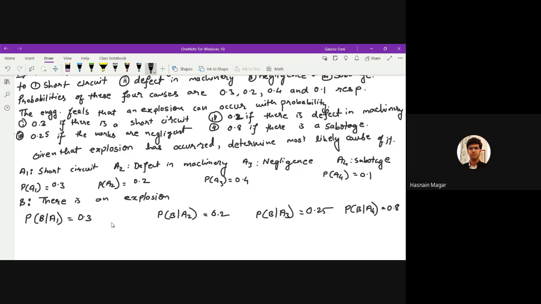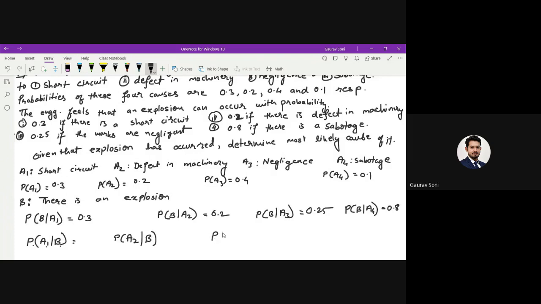Then if we apply the Bayes theorem, then P of A1 when B has already occurred. Yes, exactly. So we'll find out the probability of A1 when B has occurred. So the probability of having a short circuit when there is an explosion, we will find out this. We'll also find out the probability of defect in machinery when there is an explosion.